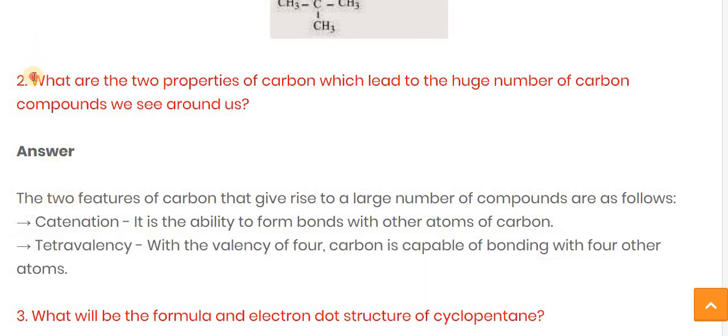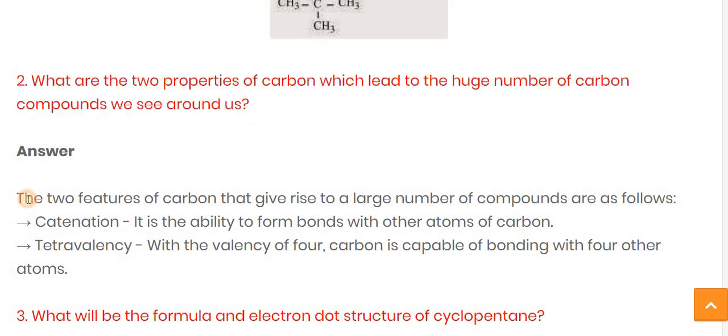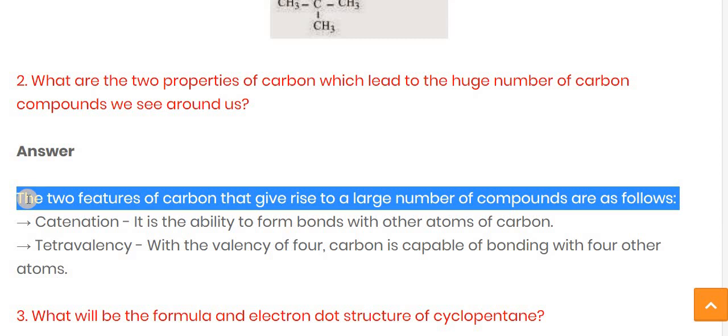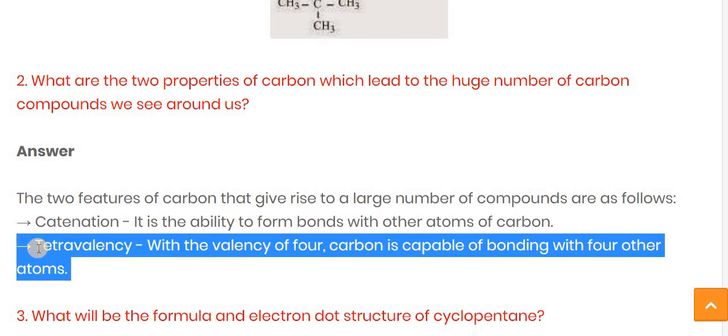So the question is, what are the two properties of carbon which lead to the huge number of carbon compounds we see around us? There are two features of carbon that give rise to a large number of compounds, which are catenation and tetravalency. Catenation is the ability to form bonds with other carbon atoms. And the second one is tetravalency.